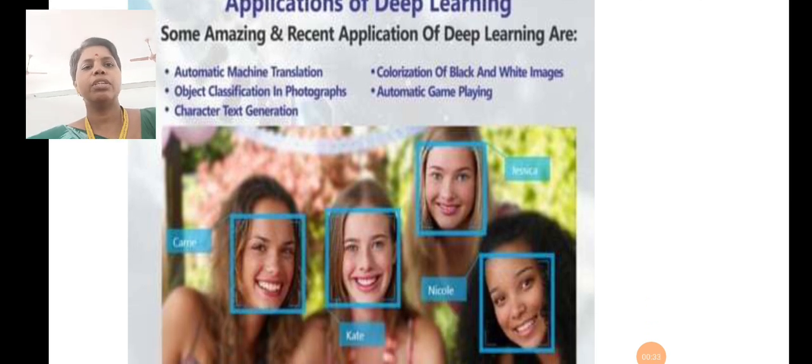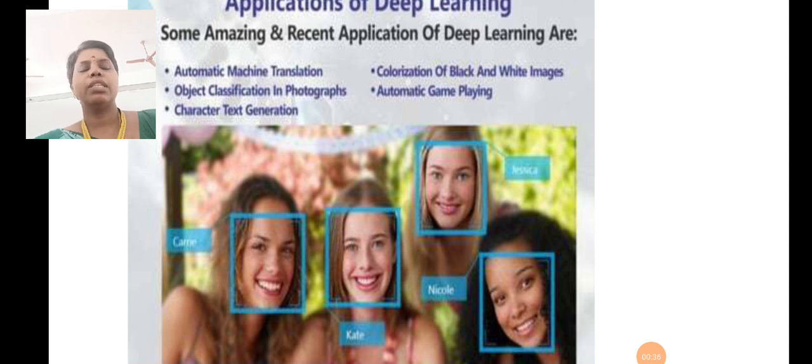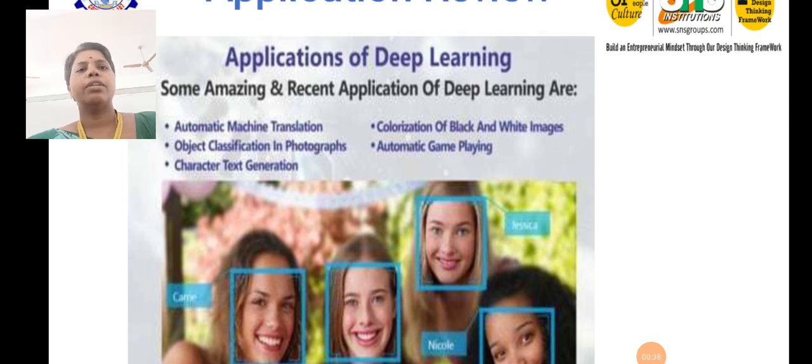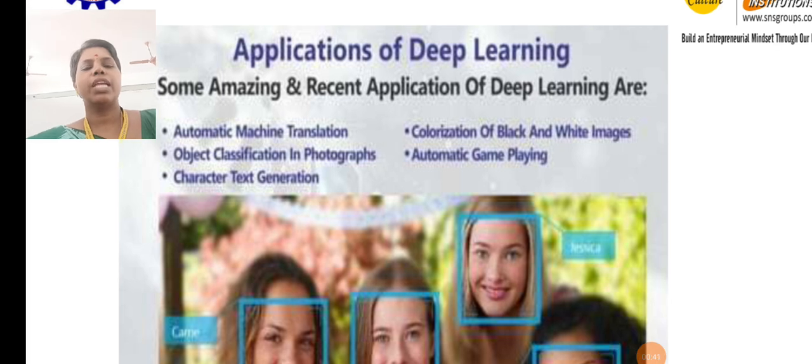You could see the picture. It is doing facial recognition, and that is the main thing it is used for. We can have a list of applications, like automatic machine translation, object classification in photographs, character text generation, colorization of black and white images, and automatic gameplay. These are some interesting applications where deep learning is involved in a major way.